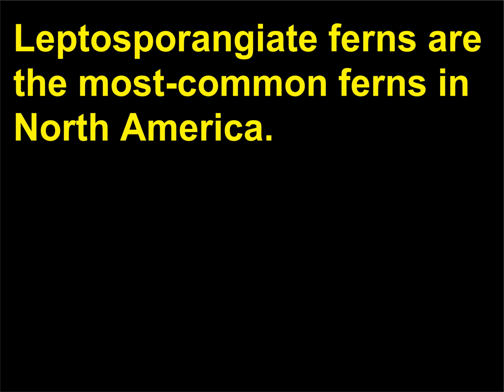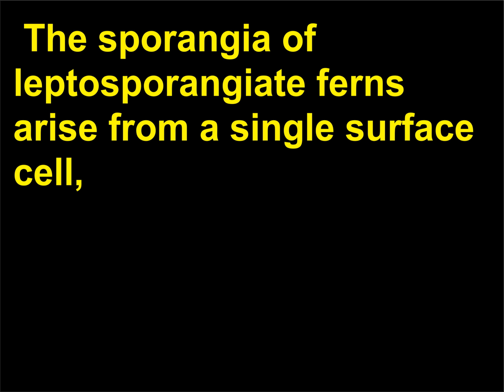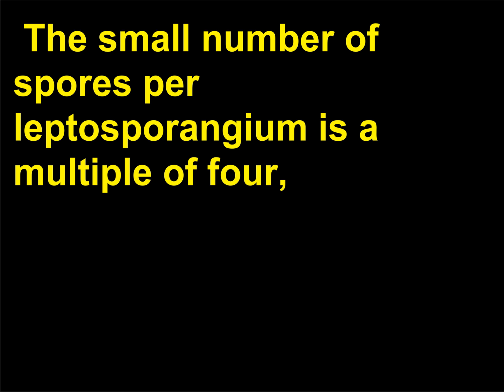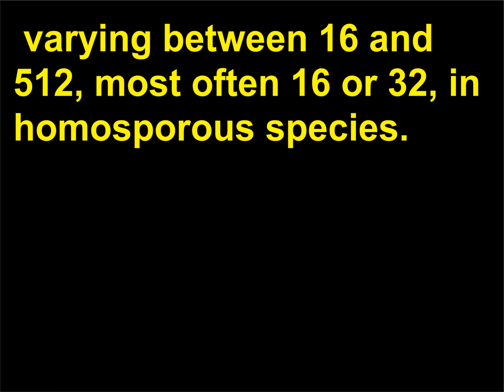Leptosporangiate ferns are the most common ferns in North America. The sporangia of leptosporangiate ferns arise from a single surface cell, are relatively small, and have a delicate stalk and a thin sporangial wall. The small number of spores per leptosporangium is a multiple of 4, varying between 16 and 512, most often 16 or 32, in homosporous species.